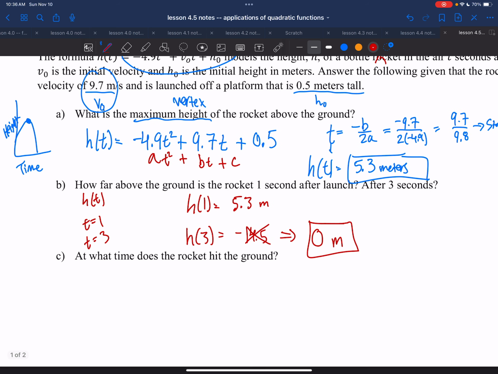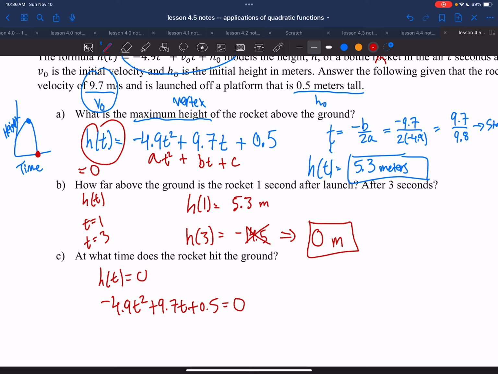Okay, last one says, at what time does the rocket hit the ground? So again, if you're looking at our model that we drew over there, when you say, when does it hit the ground? Well, that would just mean that the height is 0. So that's essentially saying h of t equals 0. You're finding the roots, the zeros, the x-intercepts. So you say h of t equals 0. That just means you're looking for whenever negative 4.9t squared plus 9.7t plus 0.5 equals 0.